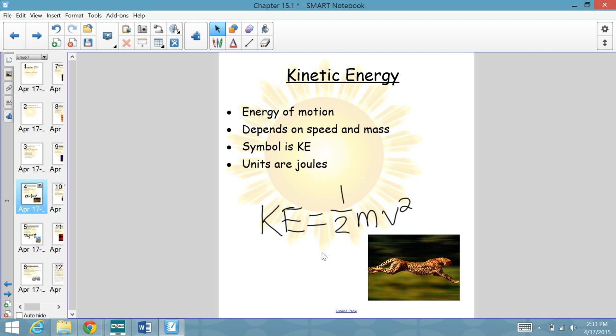So when you're doing a kinetic energy problem, you have to make sure that you square the velocity before you multiply by the mass and multiply by 1/2. If you multiply 1/2 times m times v and then square the whole thing, it's going to give you a very different answer.